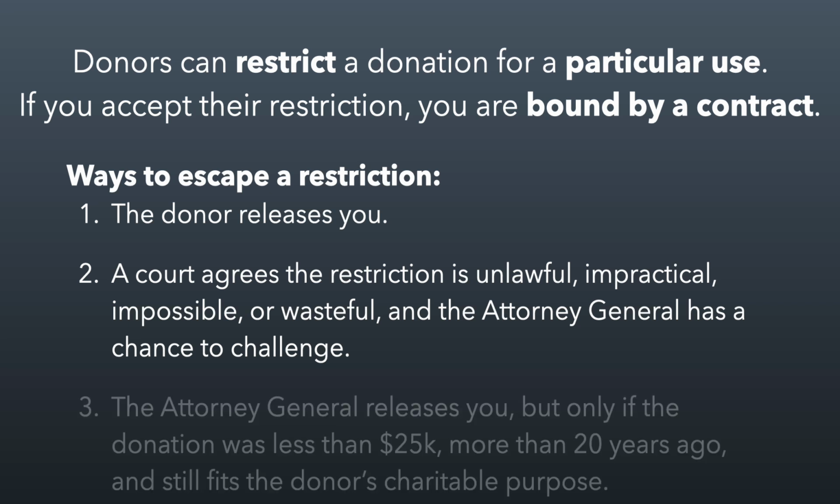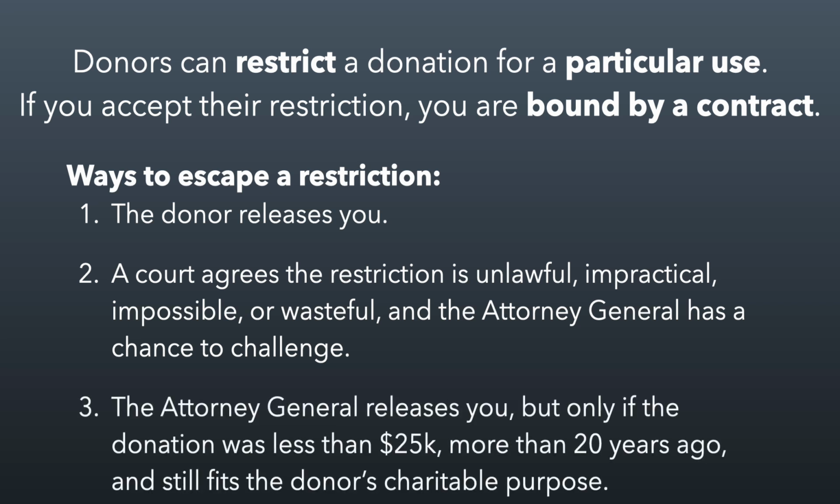So that's one way, and probably the more common way that restrictions are released for large donations anyway. But you don't always have to go to a judge. You can go directly to the attorney general in the following cases. If the donation with the restriction was less than $25,000, was made more than 20 years ago, and your new purpose, the new use that you have in mind, still fits the donor's charitable purpose. Now you can see how number 2 and 3 will be more common if the donor is no longer alive. And these are available to nonprofits if they find that restricted funds have become a burden instead of a blessing.